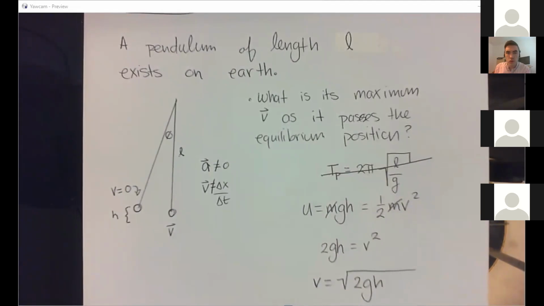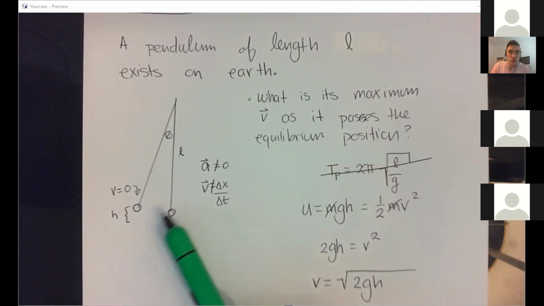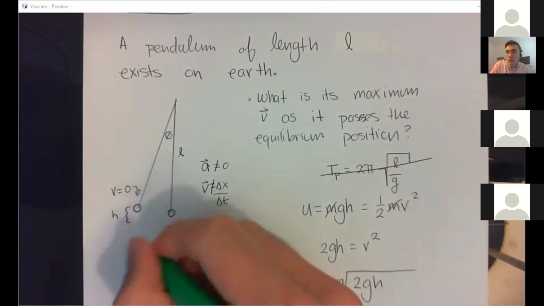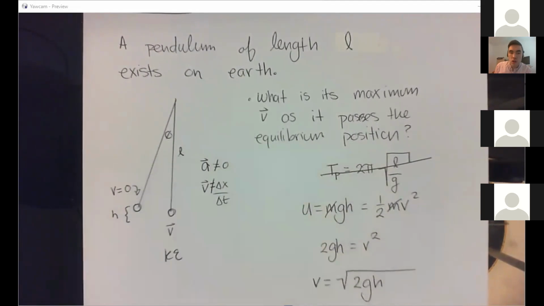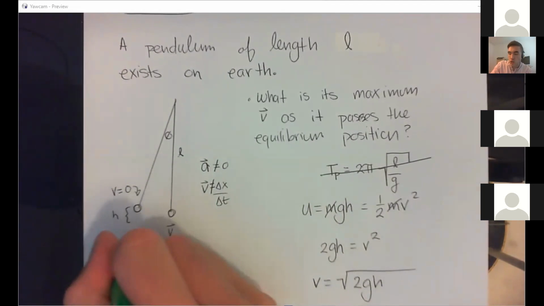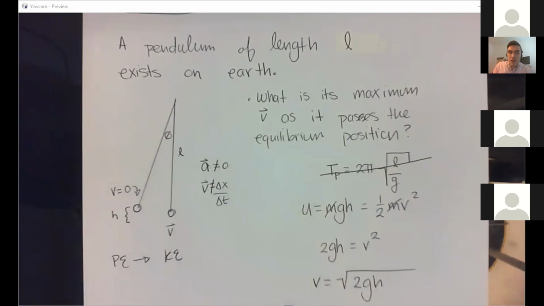But what was the request? What did we actually want? The maximum velocity as it passes the equilibrium. This is the maximum velocity, that is what we just calculated. This is saying that the maximum velocity the pendulum reaches as it swings through the bottom, where all of its energy is kinetic, is based on its potential energy being transformed into kinetic energy. And when that happens, the velocity will be this.